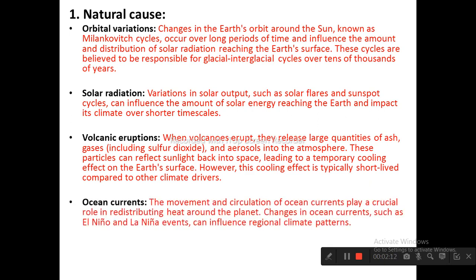Next one is ocean currents. The movement and circulation of ocean currents plays a crucial role in redistributing heat around the planet. Changes in ocean currents such as El Nino and La Nina events can influence regional climate patterns.